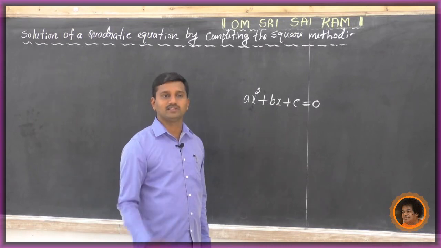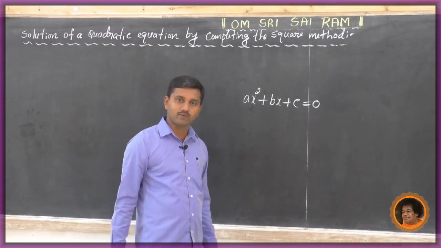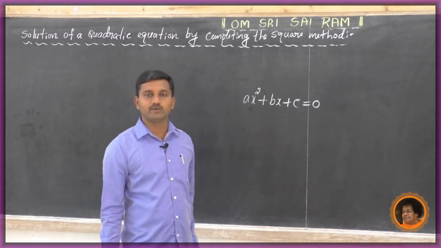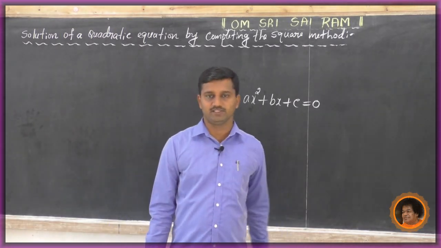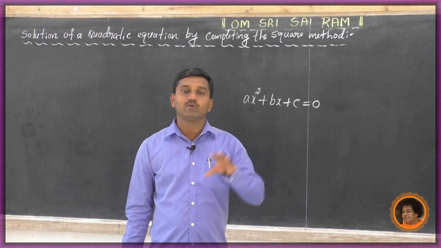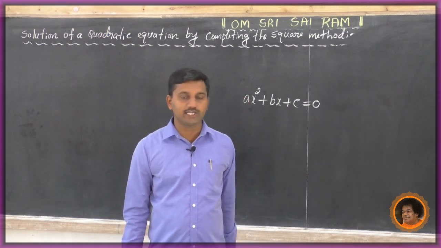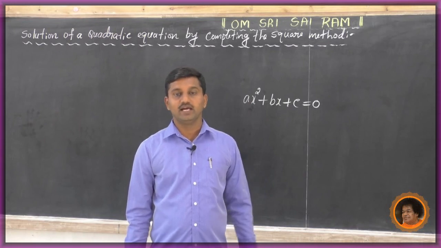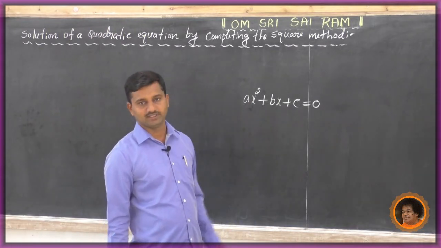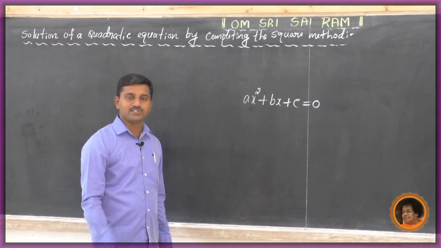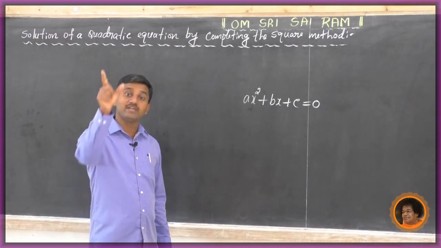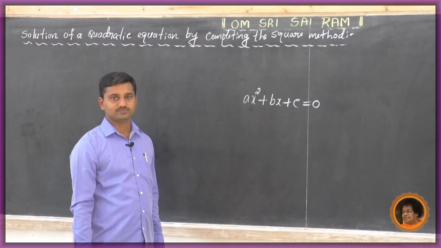There are several methods to solve the quadratic equation. The first method is solutions of a quadratic equation by factorization method. The second one is solutions of the quadratic equation by completing the square method. And the third one is the formula method. In the previous session, we learned solutions of the quadratic equation by factorization method.